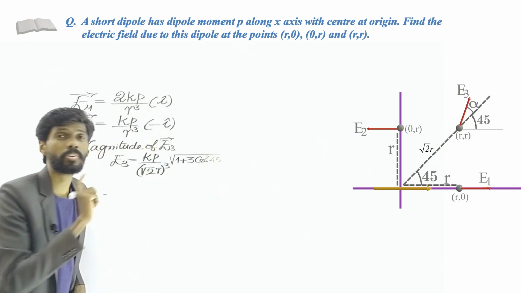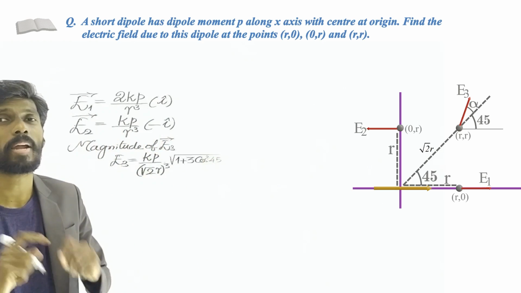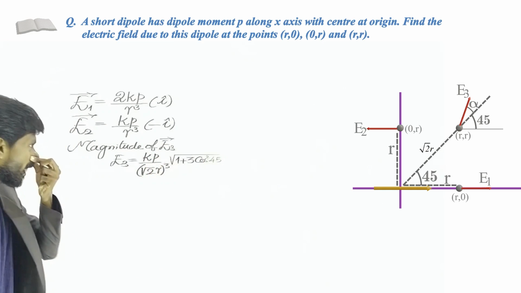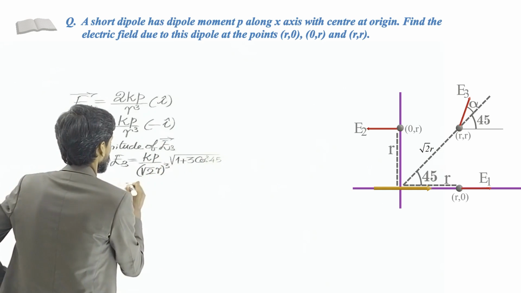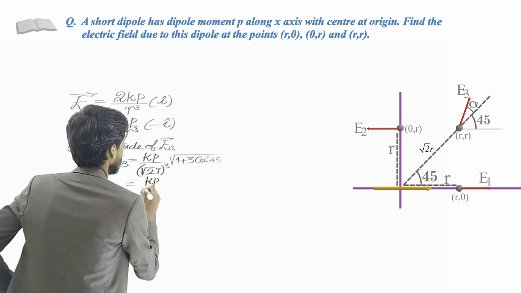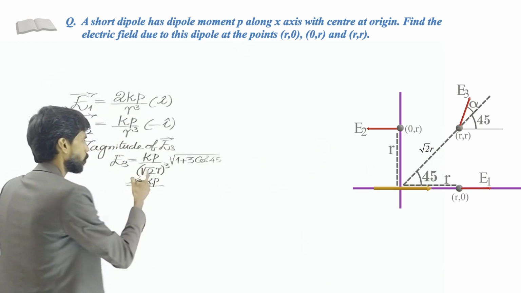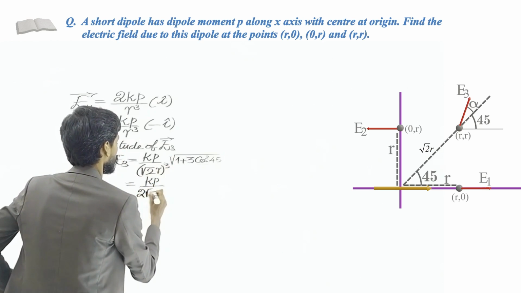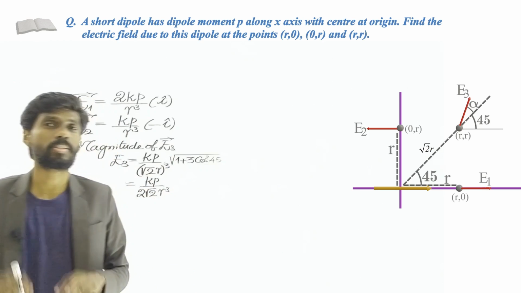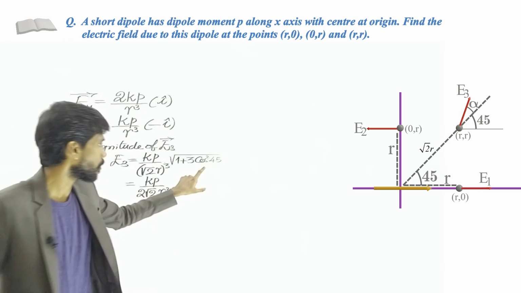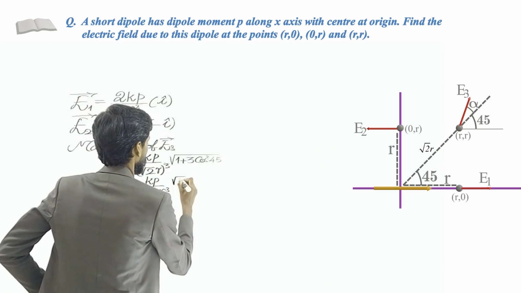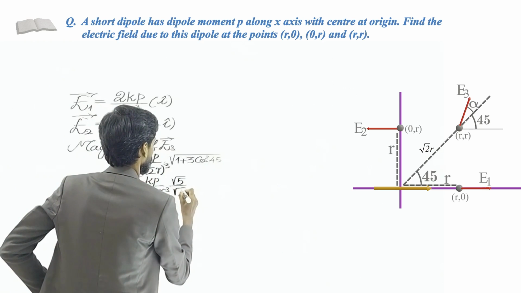So this is the formula we have written. Remember, Kp by r cube multiplied by square root of 1 plus 3 cos square theta. But theta here is 45 degree, that angle. Okay, done. So let us simplify this. So this will become Kp divided by root 2 cube, so that can be written as 2 root 2 r cube, multiplied by cos square 45. Cos 45 is 1 by root 2, so that means it is 1 by 2. So 3 by 2, which means root 5 divided by root 2.